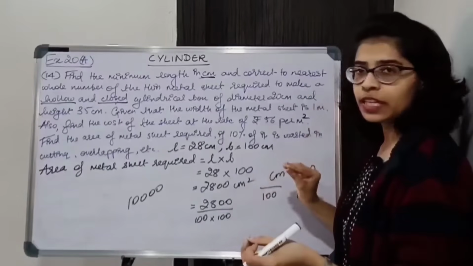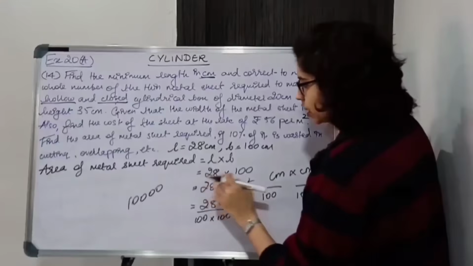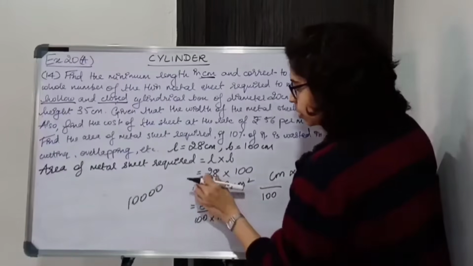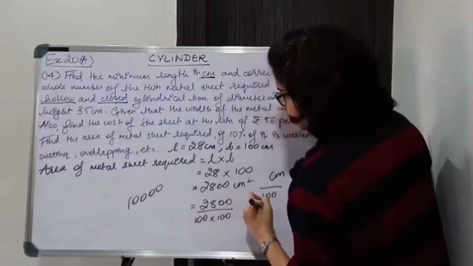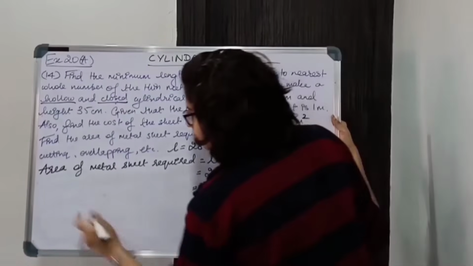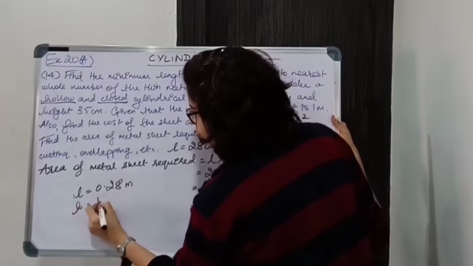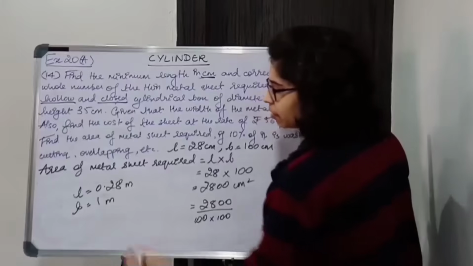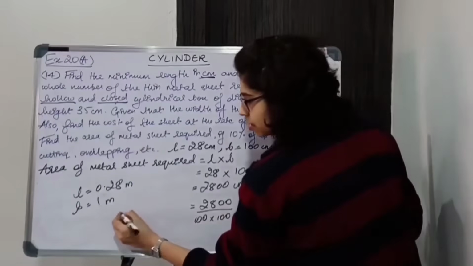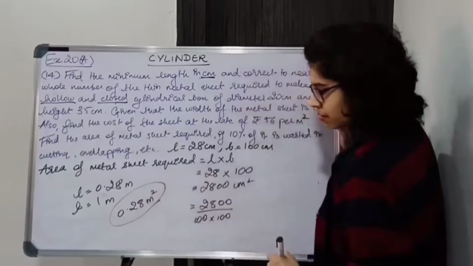Or if you want to make it easy, क्या करो, पहले ही इसको convert कर लो in meter. If you convert this into meter earlier only, तो ये क्या हो जाएगा? This is 0.28 meter. तो length will become 0.28 meters and breadth is 1 meter. So what will be the area? 1 into 0.28, that is 0.28 meters square. This is what is the answer.